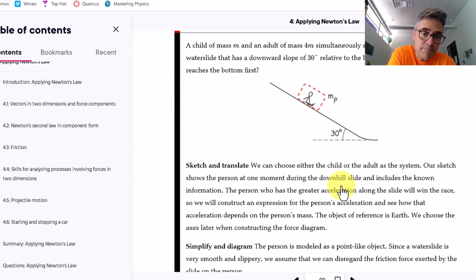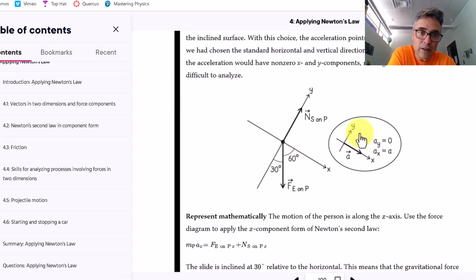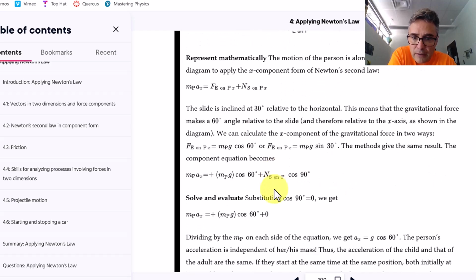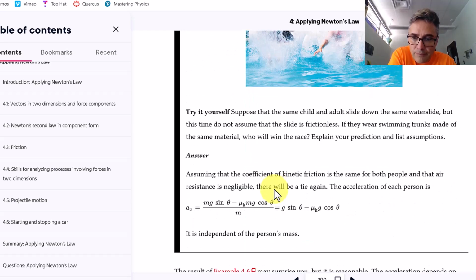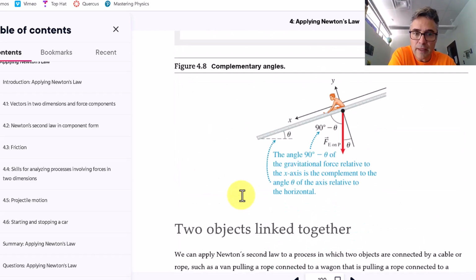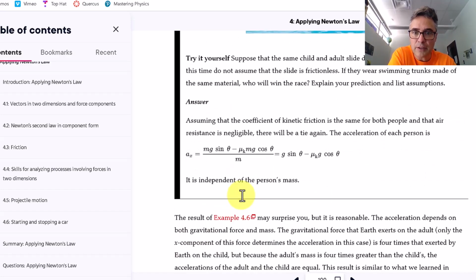With inclines, the big trick is that if you've got acceleration going along an incline, you tilt your axes to match the incline. So x is the direction that things can accelerate in, and y is perpendicular to the incline, and there's no motion in that direction. When you represent this mathematically, the a sub x equations will give you the acceleration, and often a sub y will be 0.